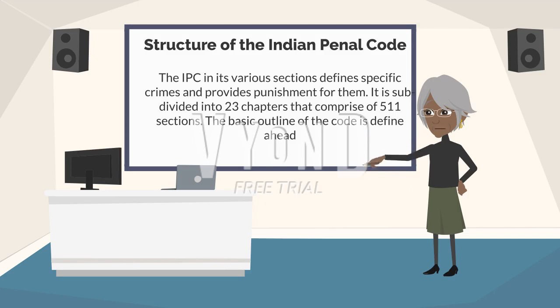Structure of the Indian Penal Code. The IPC in its various sections defines specific crimes and provides punishment for them. It is subdivided into 23 chapters that comprise 511 sections. The basic outline of the code is defined ahead.